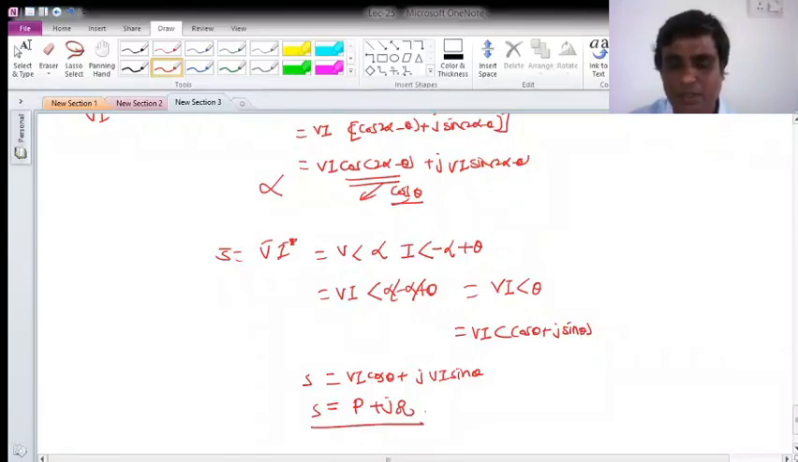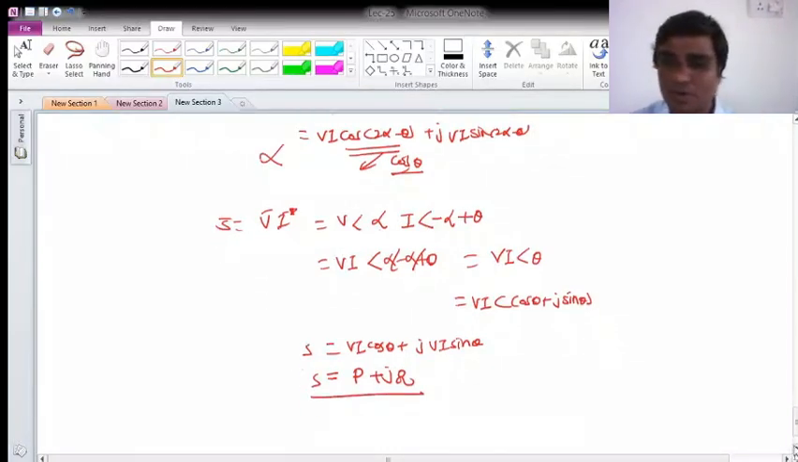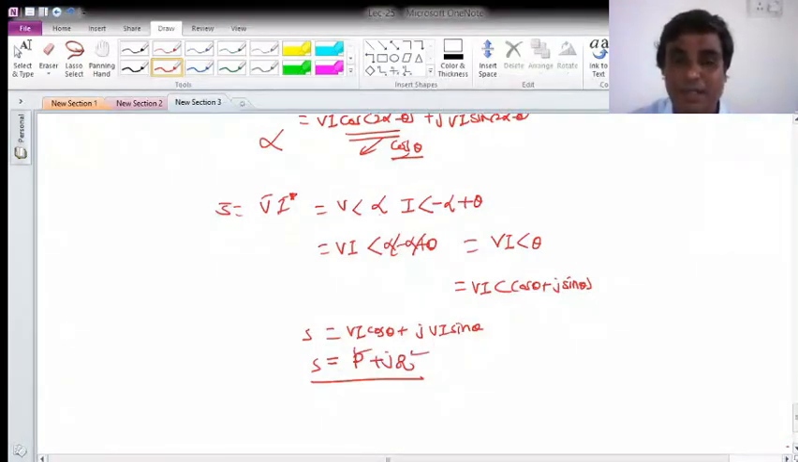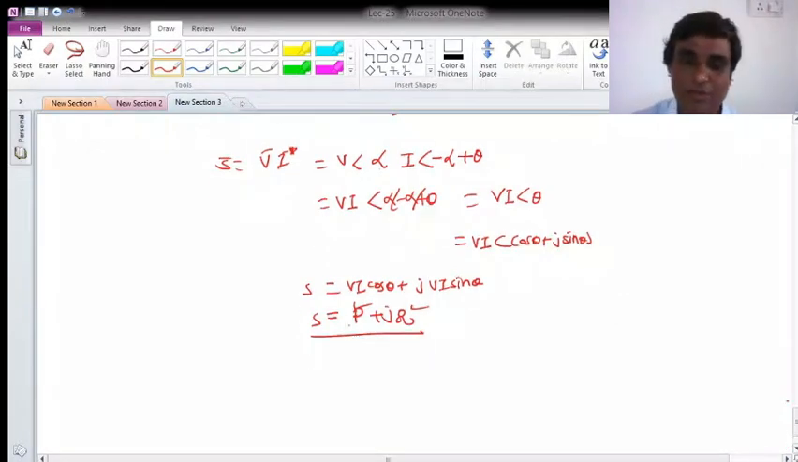So here S, the apparent power or total power, will be active power plus j reactive power. This way also you can calculate the complex power instead of separately calculating the active power and reactive power. This way you can also relate the active power and reactive power with your total apparent power, which is VI. With this we stop here. Next we will take some numerical examples on the same.